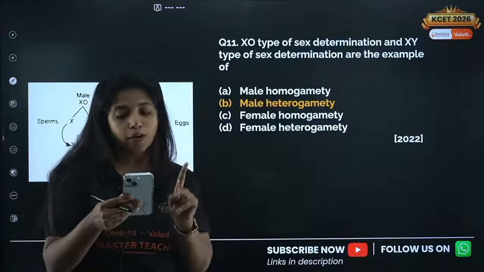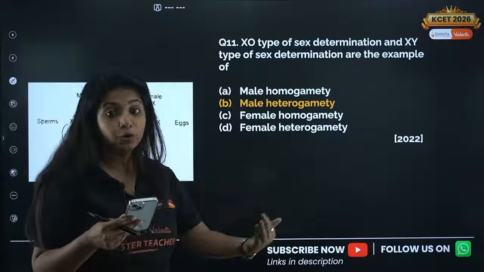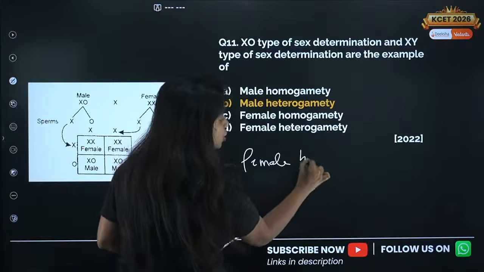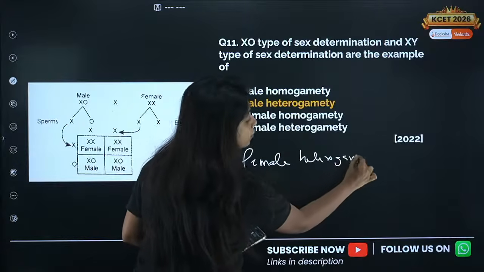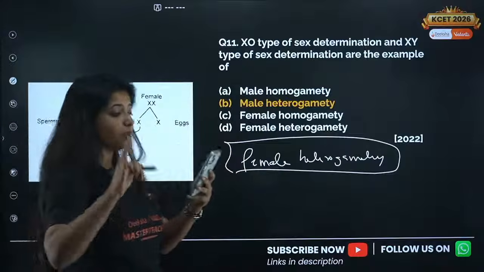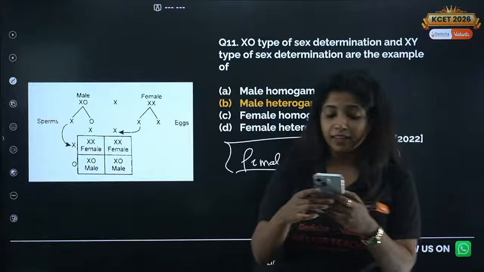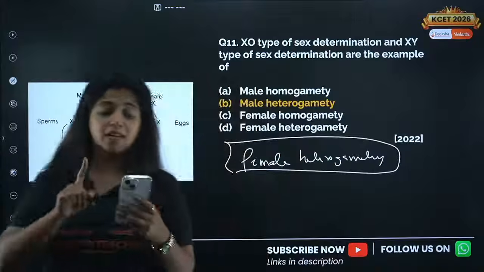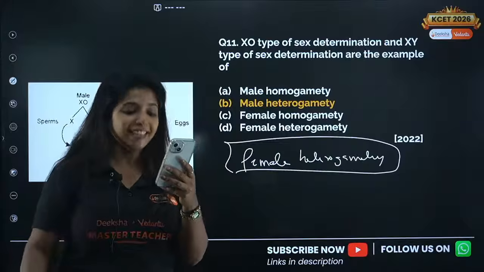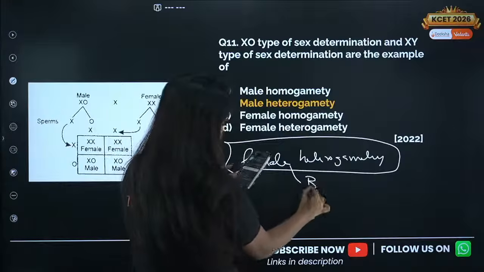Please understand, if at all you are asked, one very important question that is not here, and I want to ask you. What is an example of female heterogamety? In which type of organisms do you see female heterogamety? It is very rare. It is seen only in one type of organism. Can anyone tell me that one type of organism that shows female heterogamety, where females produce 2 different types of gametes?